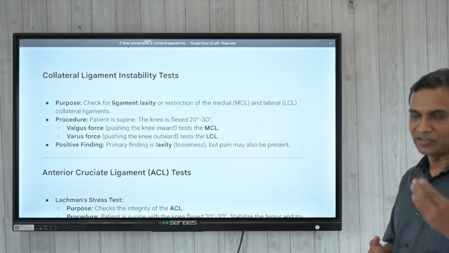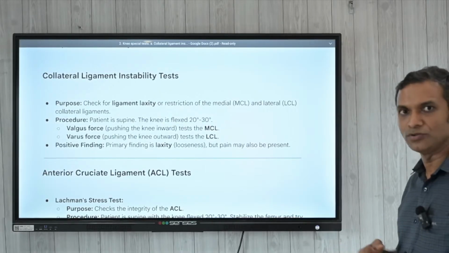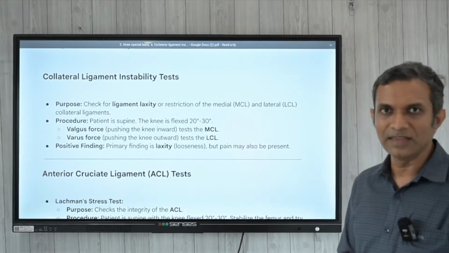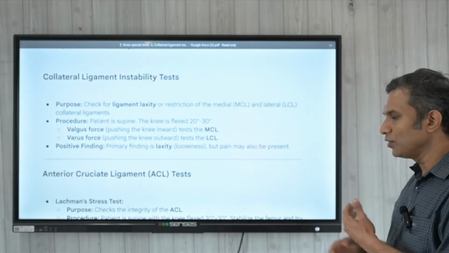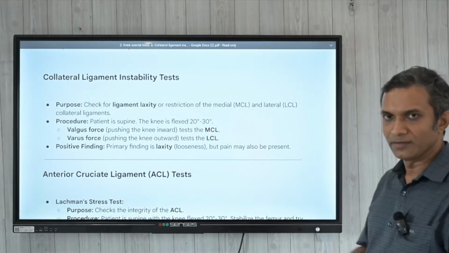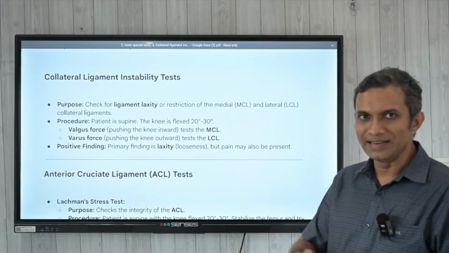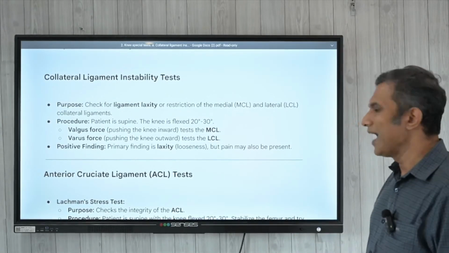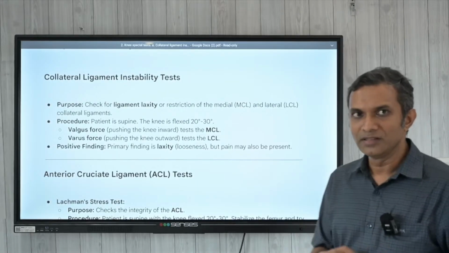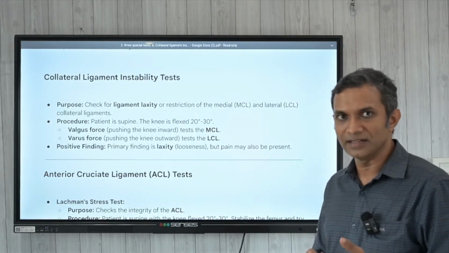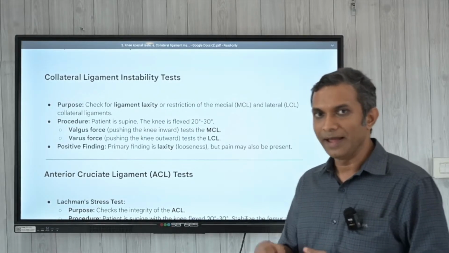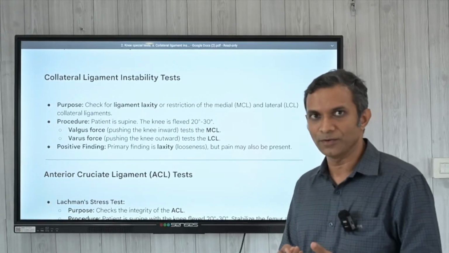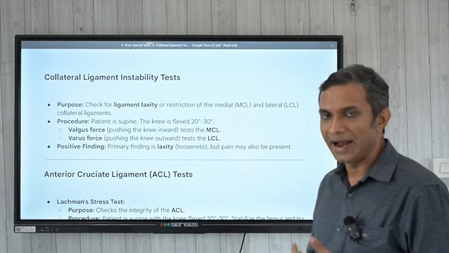Here the patient is in supine, and the knee joint is flexed to 20 to 30 degrees. For the medial collateral ligament, we always give a valgus stress. What do you mean by valgus stress or valgus force? When we are trying to push the knee joint inwards, towards the inside direction, that is called a valgus force. This valgus force mainly helps in stressing the medial collateral ligament. And for the lateral collateral ligament, we always give a varus force. This varus force helps in stress testing the lateral collateral ligament.